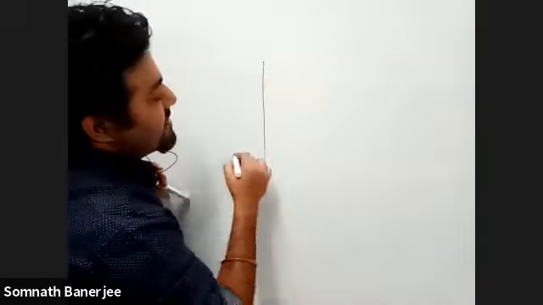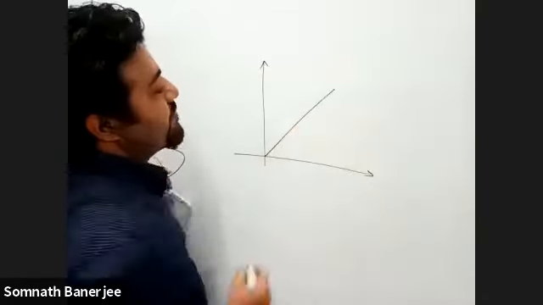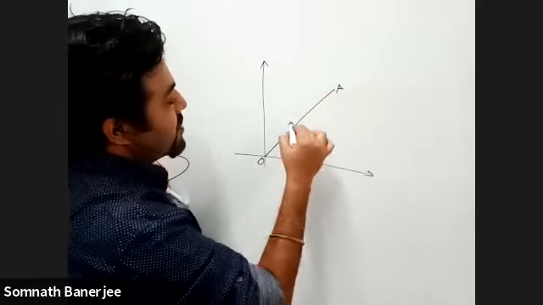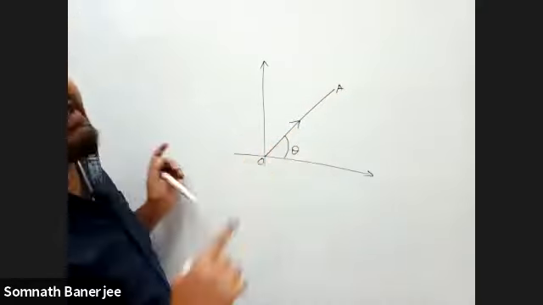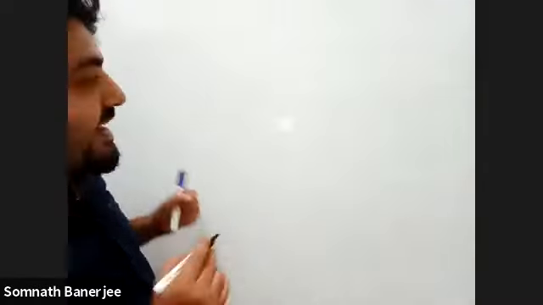See, graphical representation. Suppose this one is the y-axis, this one is the x-axis, and if you represent it like this, OA, and suppose you make some angle, so you can show it in a particular direction. As you show it in a particular direction, there are some definitions of vector, like we can define equal vector and negative vector.